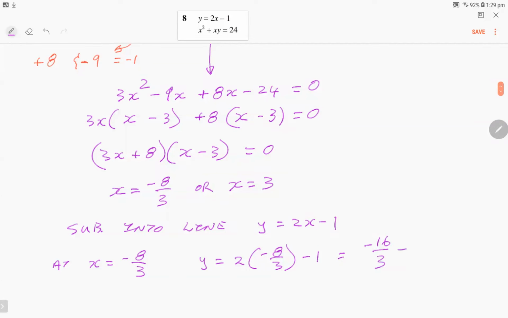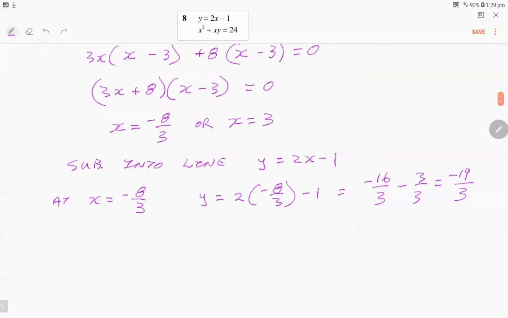So it's minus 3 over 3. And so I get minus 19 over 3. So this is my x value at that point. This is my y value at that point. All right. So I'm going to get 1 point is going to be minus 8 over 3, minus 19 over 3. All right. That's 1 point.